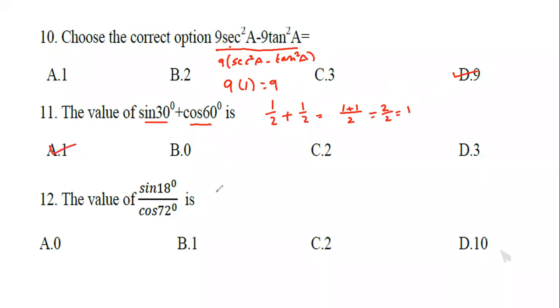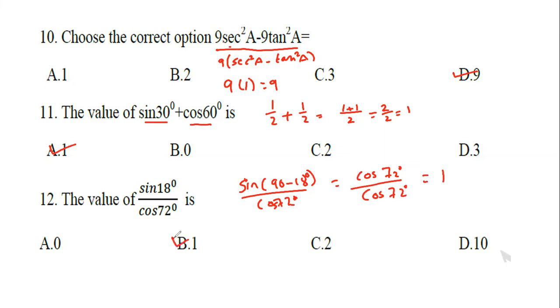Option A is correct. Next, the value of, 12th question, sine 18 degree divided by cos 72 degree is dash. So here use complementary angles. Instead of sine 18 degree, write it as sine 90 degree minus 18 degree divided by cos 72 degree. Okay. So sine 90 minus theta is cos theta. So cos 90 minus 18 is 72 degree divided by cos 72 degree. When you cancel this, you will get 1. So which option is right?